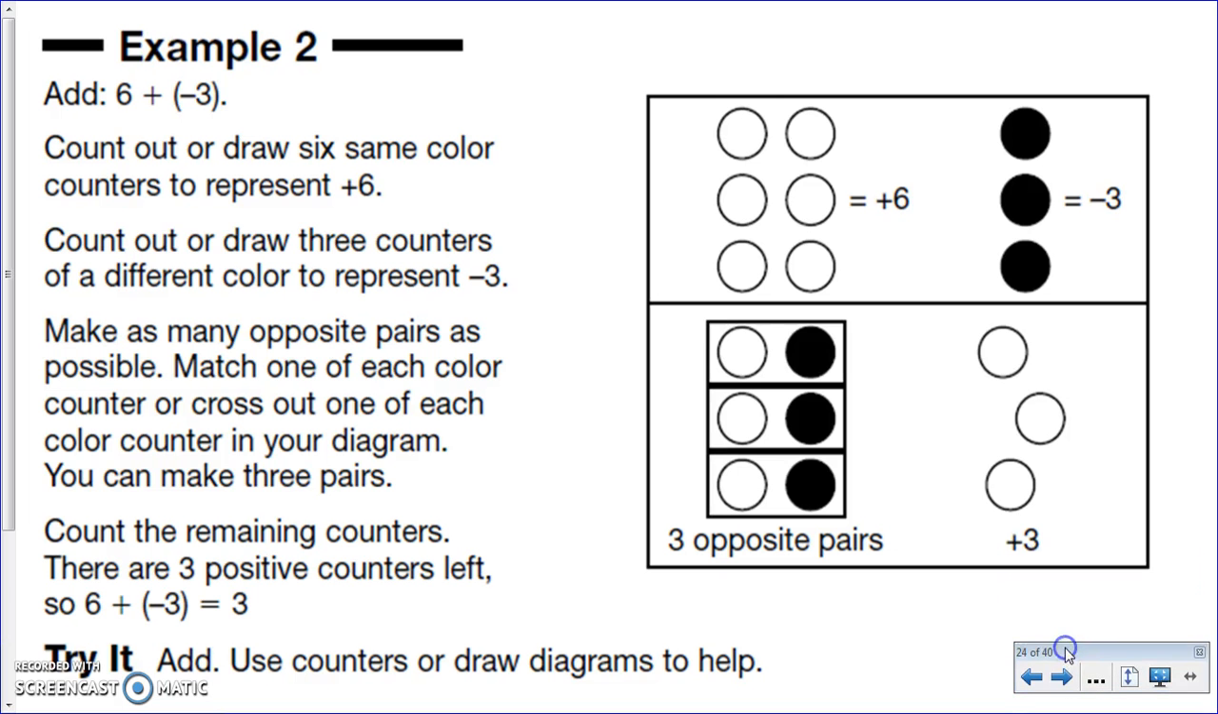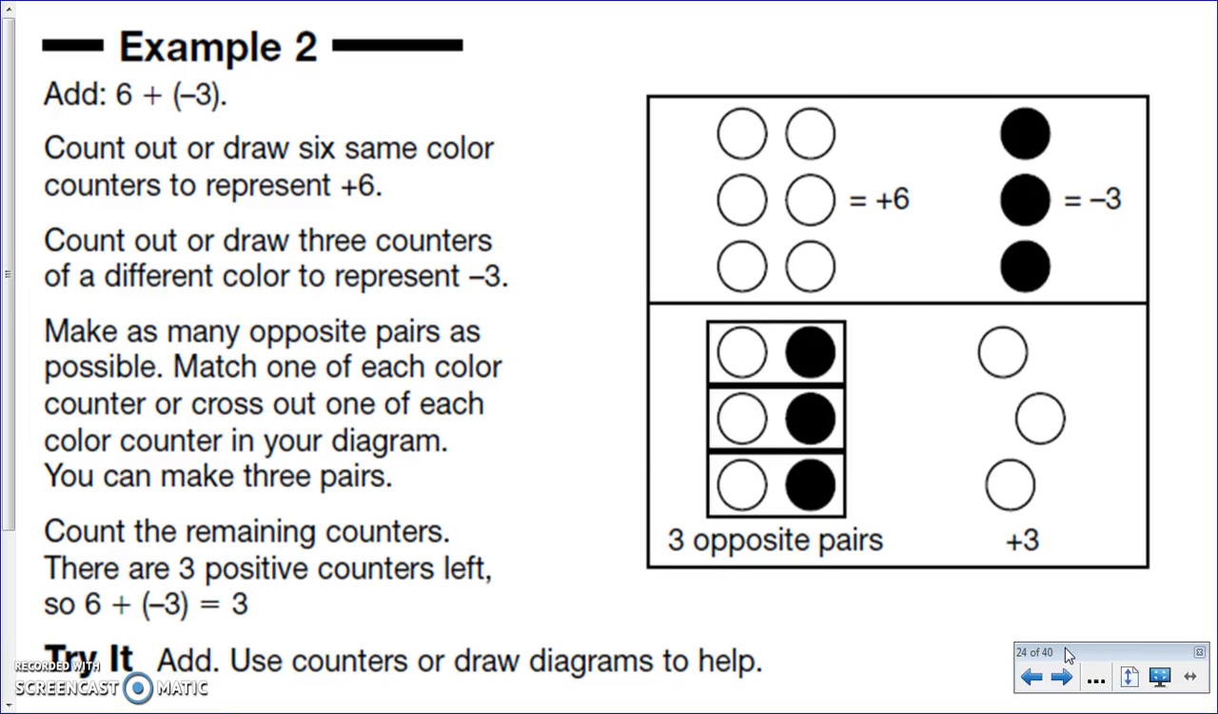Example 2. Add 6 plus -3. Count or draw out 6 same color counters to represent +6. So that's our white counters here. Count or draw out 3 counters of a different color to represent -3. So those are our black counters. Make as many opposite pairs as possible. Match one of each color counter or cross out one of each color counter in your diagram. You can make 3 pairs.